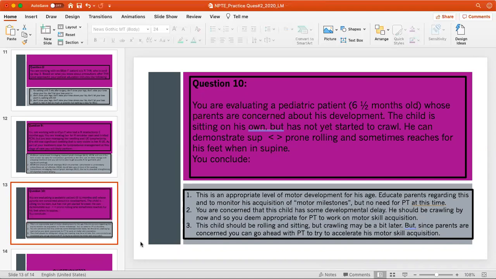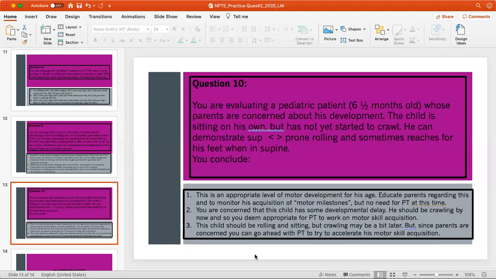Or number 2, you're concerned that this child has some developmental delay. He should be crawling by now, and so you deem him appropriate for PT to work on motor skill acquisition, trying to teach him some of those building blocks of crawling. Or 3, this child should be rolling and sitting, but crawling may be a bit later. But since the parents are really concerned, you can go ahead with PT and try to accelerate his motor skill acquisition. So PT is perfectly appropriate, even though you don't really suspect delay. We want to get him to crawl. His parents want him to crawl. Let's go. Let's do some PT.